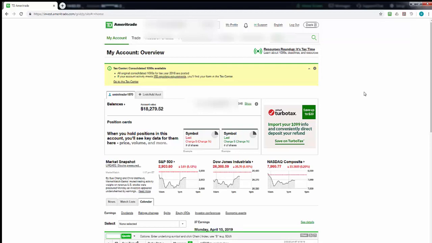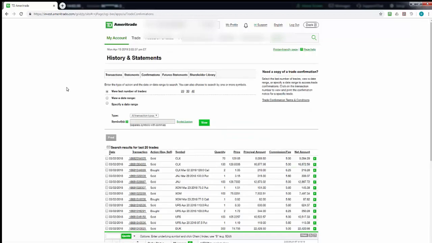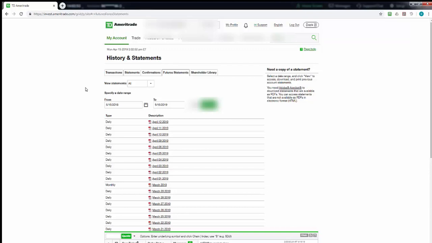You can see I've got $18,279.52 in that account. And I'm going to go right over to my confirmations. Confirmations right here. You can see all my trades from March of 2018, Clorox and Johnson & Johnson. I still trade said stocks all the time. I just do it at Interactive Brokers. So I'm going to go over to future statements, and let's see. We have statements. So if they were Photoshopped, they would probably not have statements because they're not going to give them to you if you don't trade.